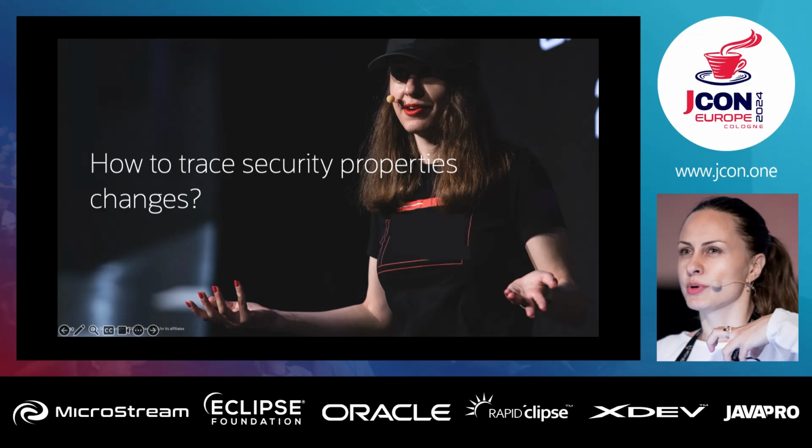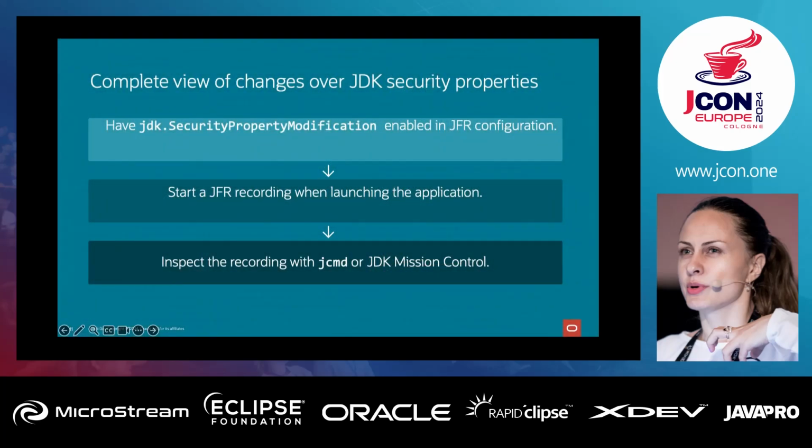There are a few other options yet. We talked about changes. We had talked about the fact that we can dynamically set these properties, right? So if we can dynamically set them, how do we trace what's going to change? That's when we can use the other event, which is JDK security property modification. The steps to do that are to enable it in the JFR configuration, and you can do that with the JFR configure command. So that works very nicely.